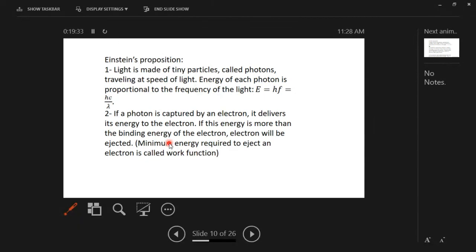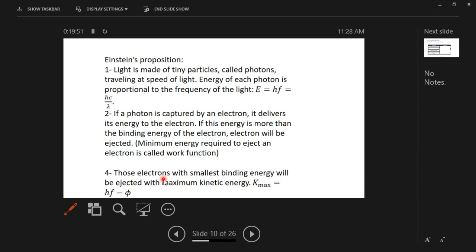But if the energy is less than that, as a matter of fact, that photon is not going to be captured by the electron at all. There is no chance that the electron is going to capture the photon with energy less than its binding energy. Now, if an electron captures a photon whose energy is more than the binding energy, the electron is going to be ejected. The kinetic energy of the electron is going to be equal to the energy of the original photon minus the binding energy of the electron.